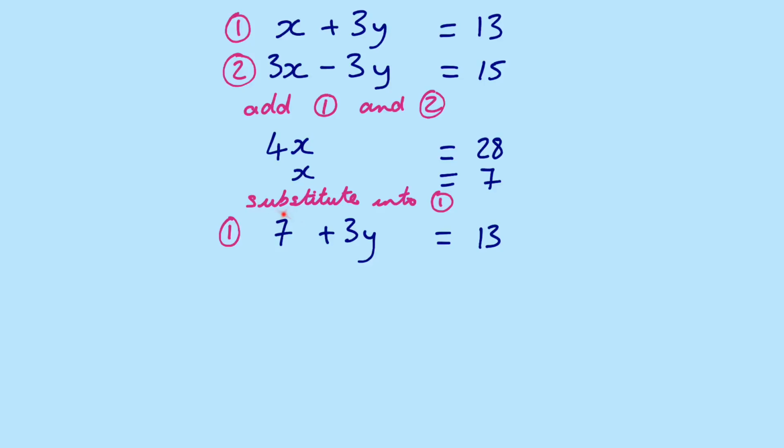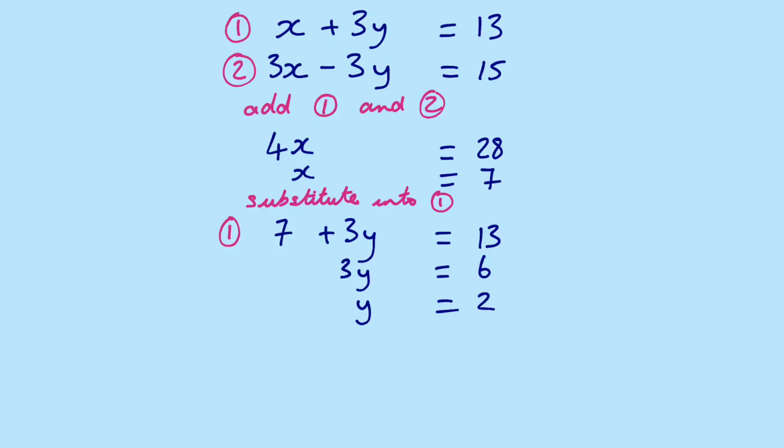Now substituting that back into equation number 1, we will get 7 plus 3y. So we've replaced the x with a 7. Then when we solve this, taking 7 off both sides, we'll get 3y equals 6, and then dividing both sides by 3, we will get y equals 2.